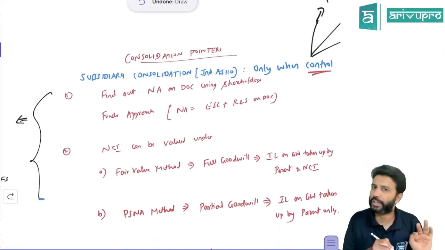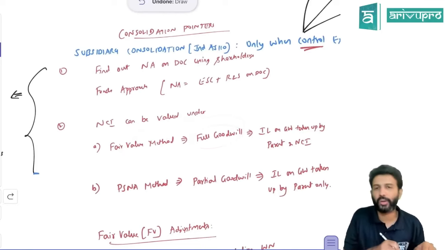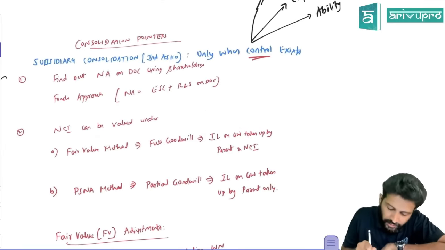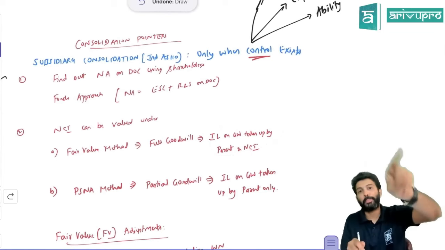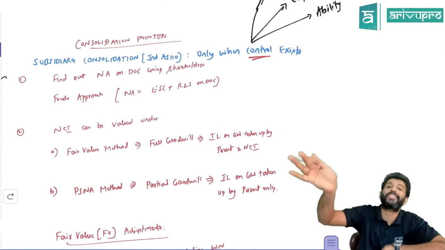Another one is proportionate share of net asset basis. If you are valuing NCI under the fair value method, the goodwill that you get is full goodwill, meaning that goodwill belongs to both parent and NCI. So if there is any impairment loss on such goodwill, both parent and NCI will bear it. That impairment loss will be given both to the parent as well as NCI.